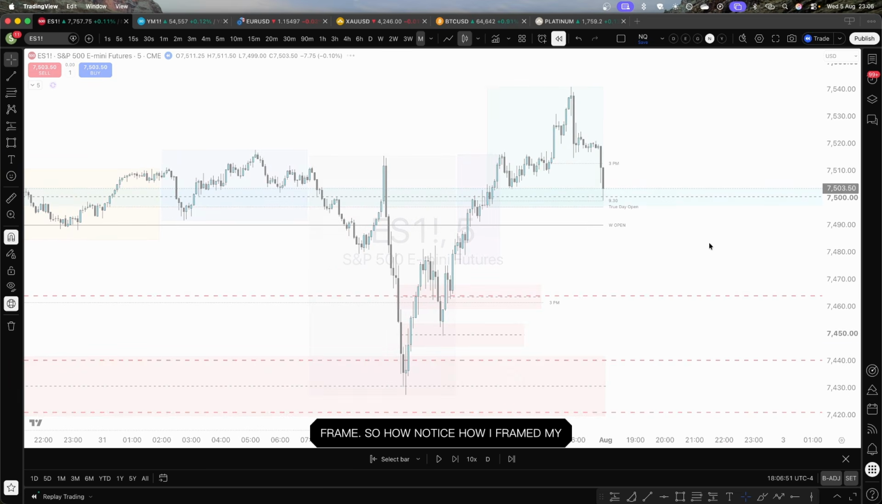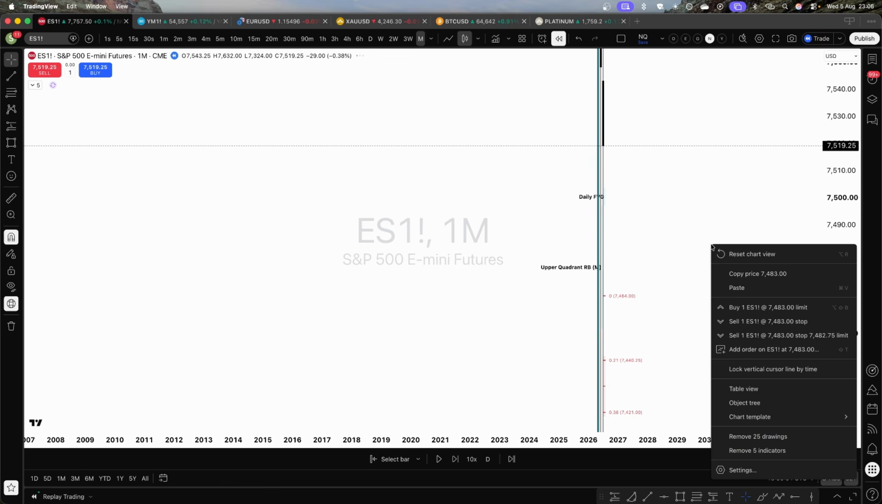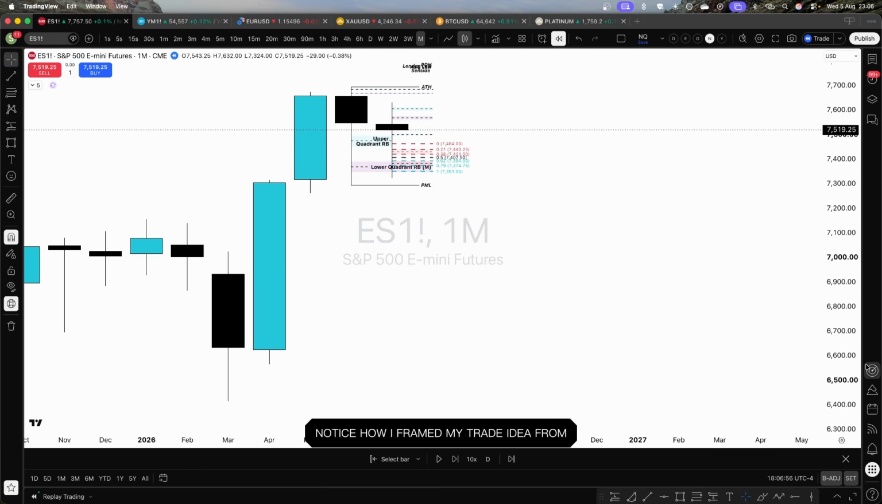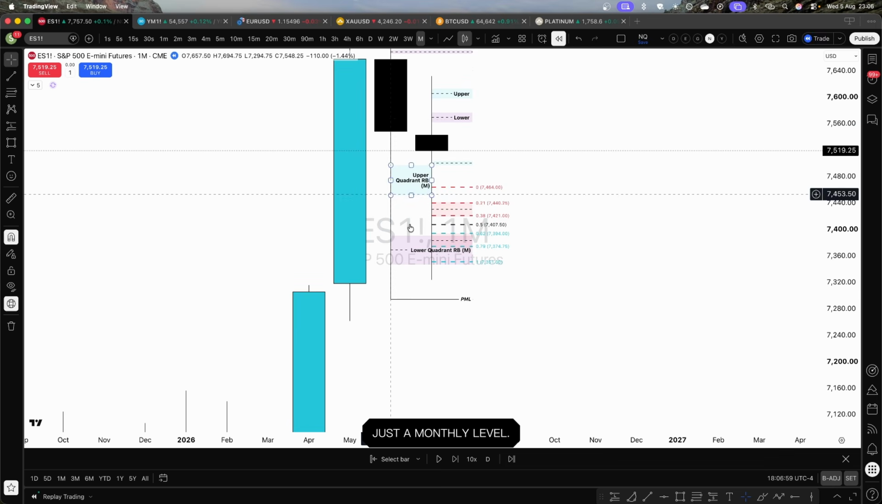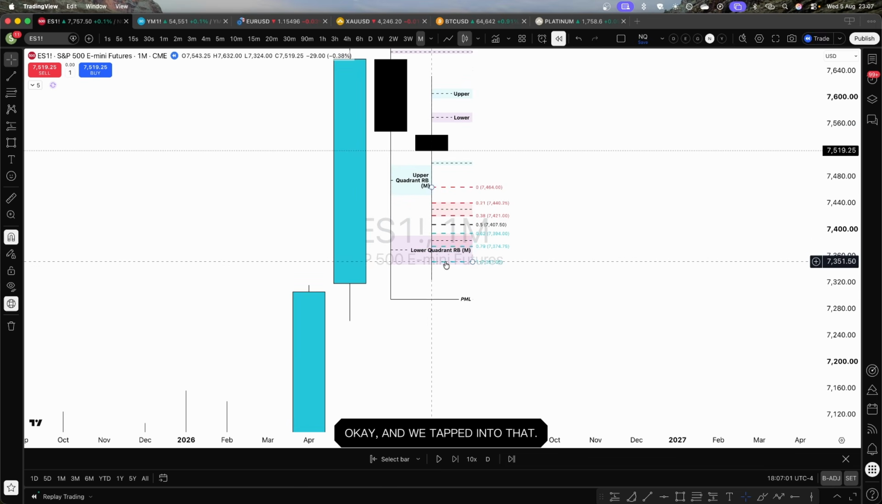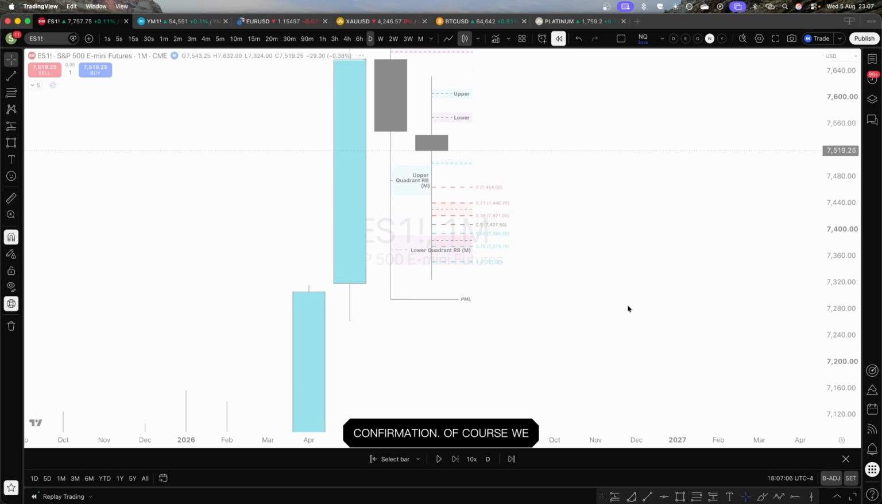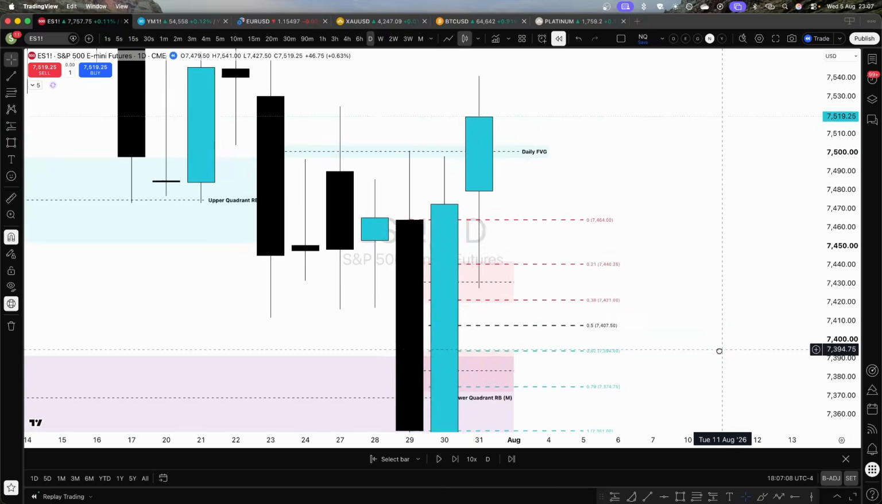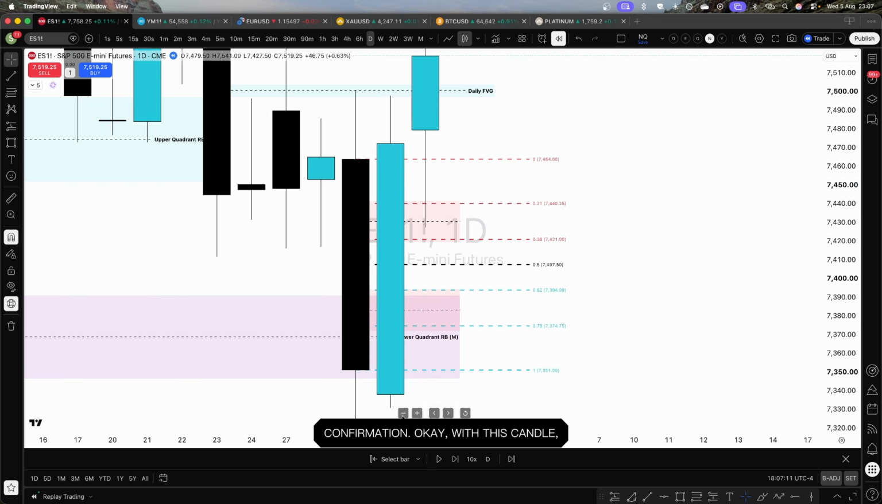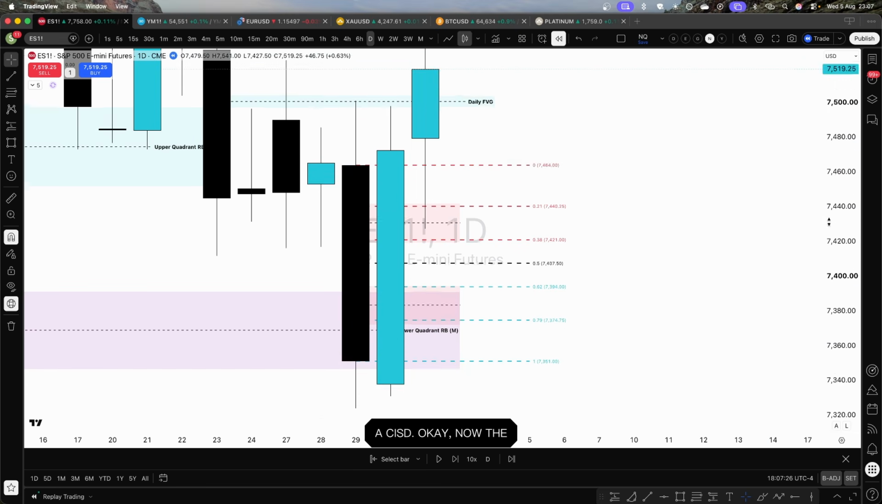So notice how I framed my trade idea from just a monthly level. Okay, and we tapped into that. Then we go down to the daily as confirmation. Of course, we need to have confirmation. Okay, and right over here we had our confirmation. Okay, with this candle, this bullish candle, this big blue candle overlapping the previous bearish candle, downwards candle, overlapped it, closed above it, creating a CISD.